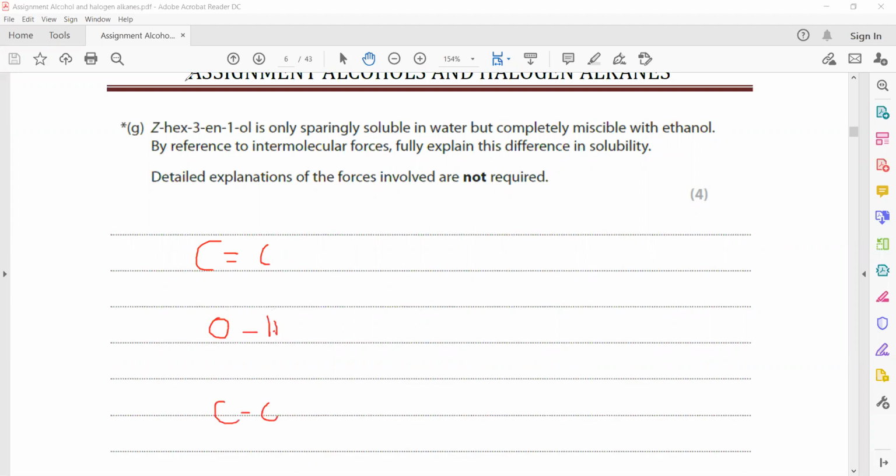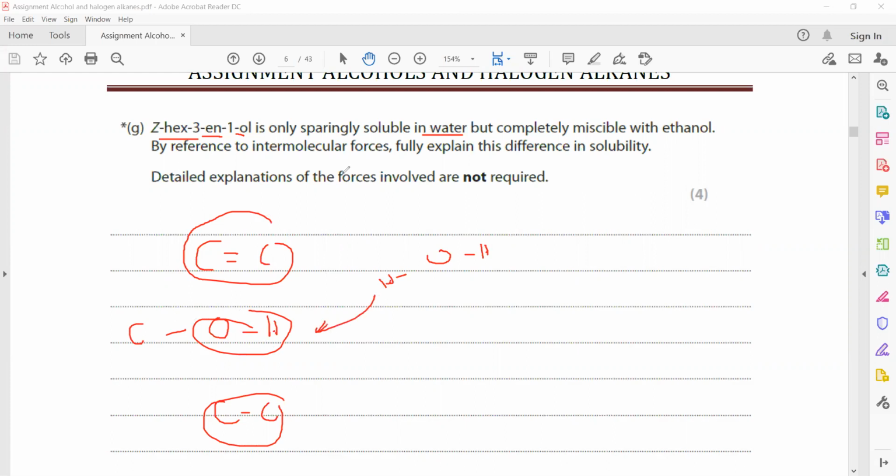So what kind of intermolecular forces are there in hex-3-en-1-ol? It will have dipole-dipole force, it will have hydrogen bond, and it will have dipole-induced dipole forces as well, because the C-O bond will be there, that's why all the types of forces. But in water, only hydrogen bonds are there. So it can form hydrogen bonds with water, that's why it is sparingly soluble.